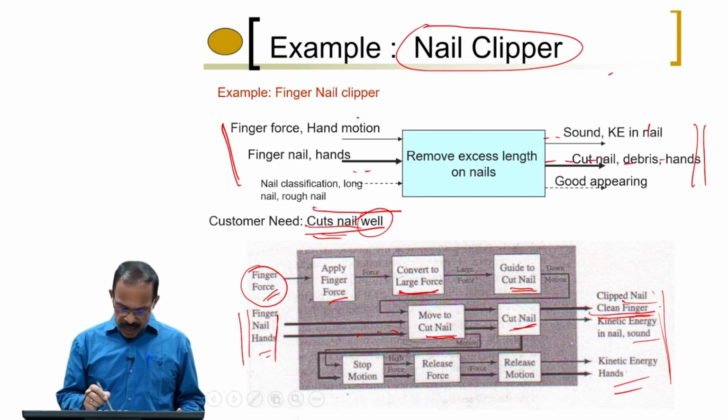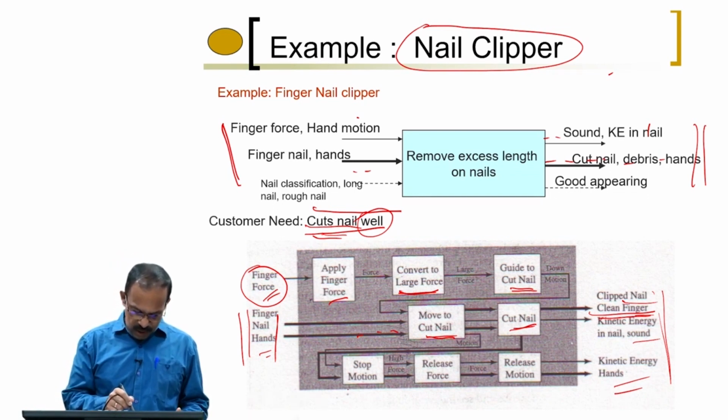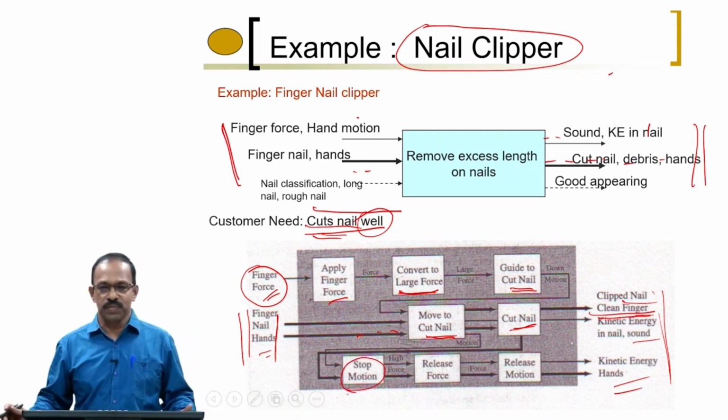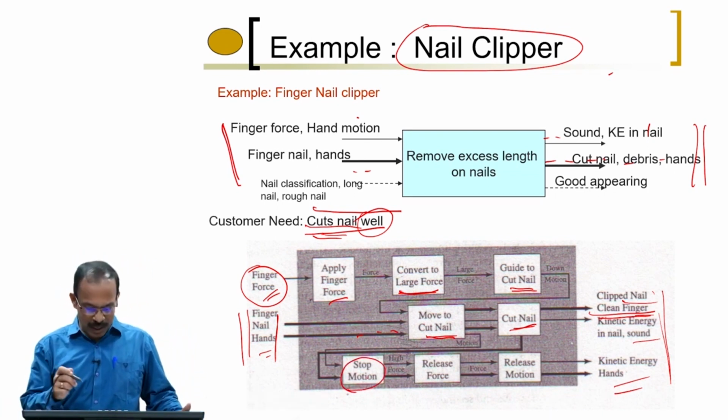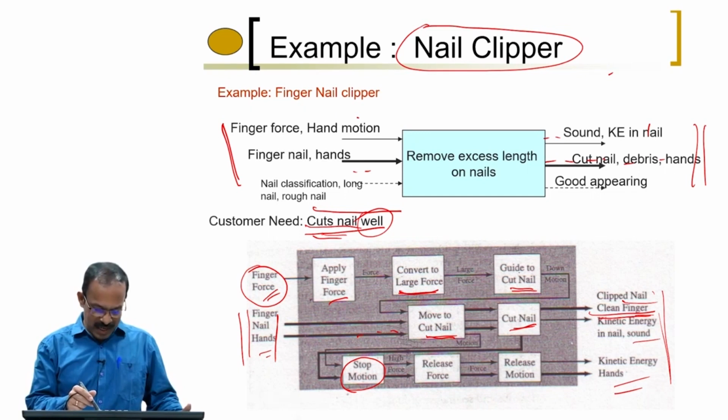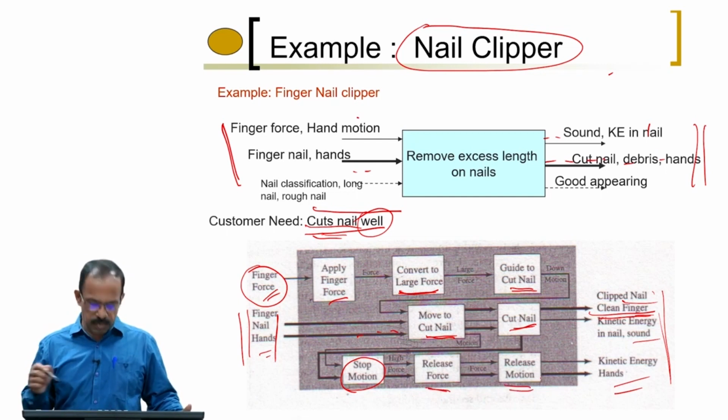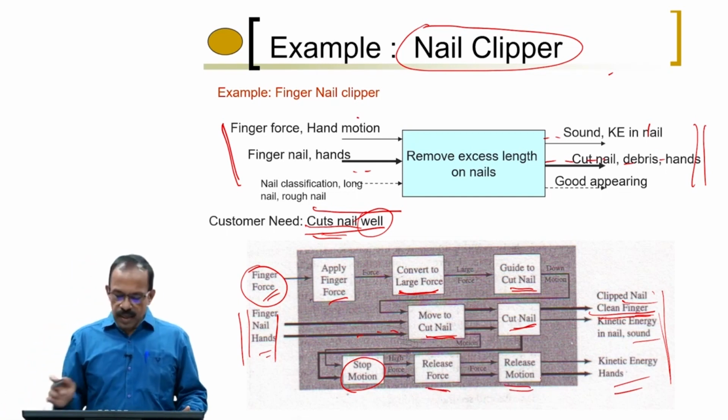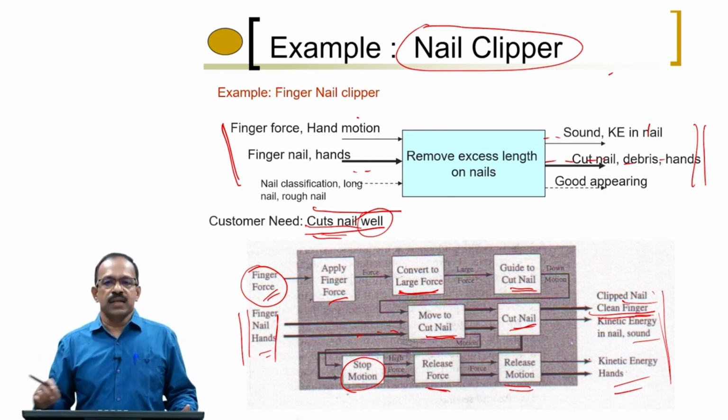The cut nail will go out and this motion will lead to stopping the motion. We cannot keep on applying the motion. Guide to cut nail and move to cut nail are motions involved, so you have to stop the motion, then release the force and release the motion, and that completes a cutting cycle.